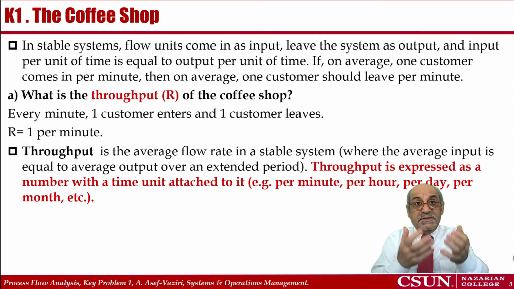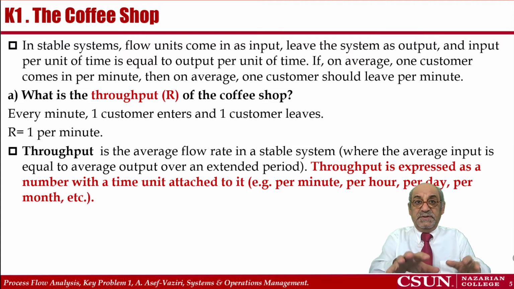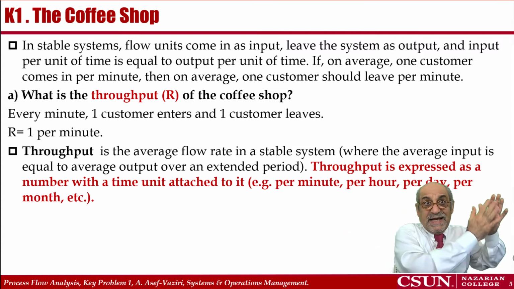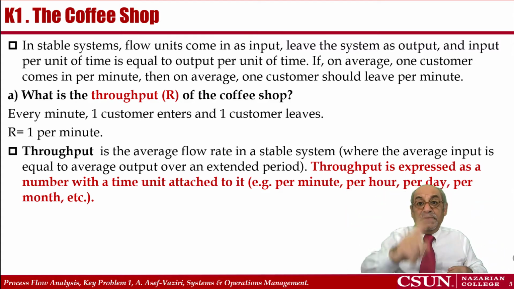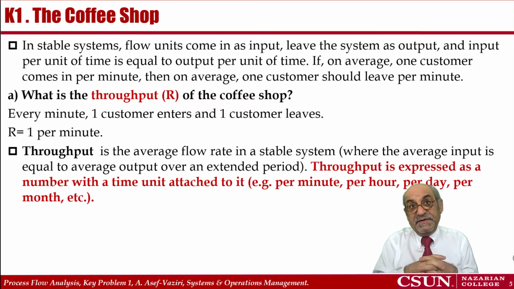Throughput is the flow rate in a stable system. In a stable system input is equal to output, and throughput is the average of this flow rate. Flow rate goes up and down, but throughput is the average of it. Throughput is 1 per minute or 60 per hour. And if the system works for 10 hours, then it is 600 per day.